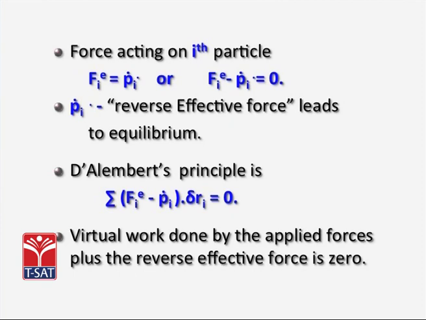This P dot I is also called the reverse effective force. This leads to what is called equilibrium. Using this, D'Alembert developed a principle: sigma of (F_i minus P dot i) times delta r_i is equal to 0. That means the virtual work done by the applied forces plus the reverse effective force is taken to be 0.